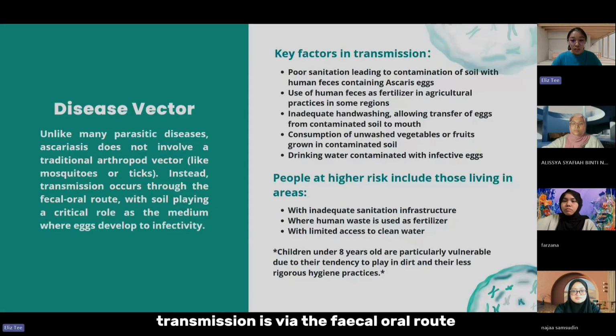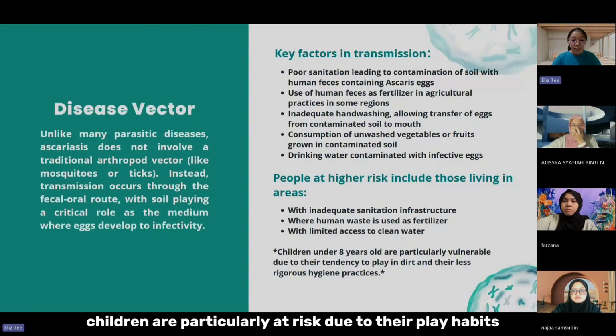Transmission is via the fecal-oral route, with risk factors including poor sanitation, use of human feces as fertilizer, and inadequate hygiene. Children are particularly at risk due to their play habits.